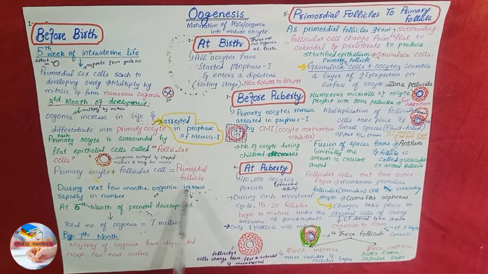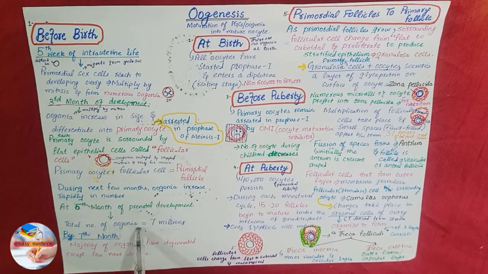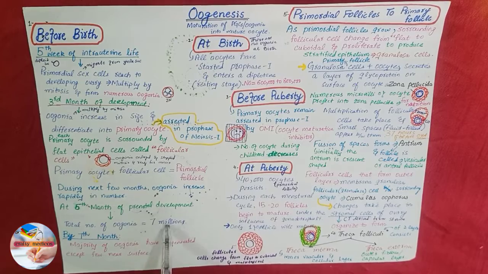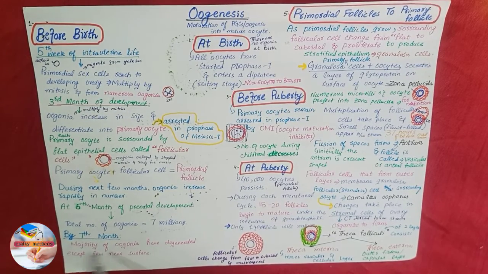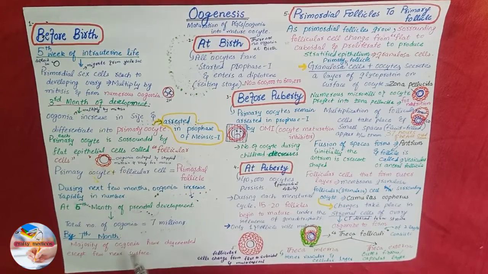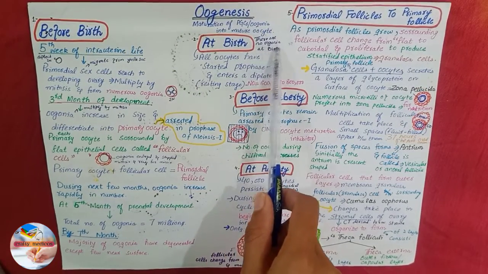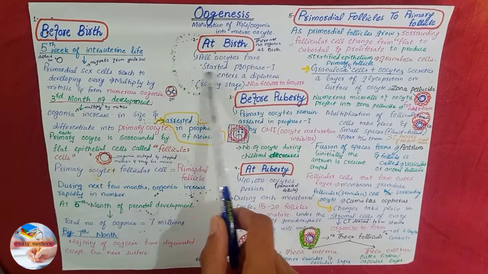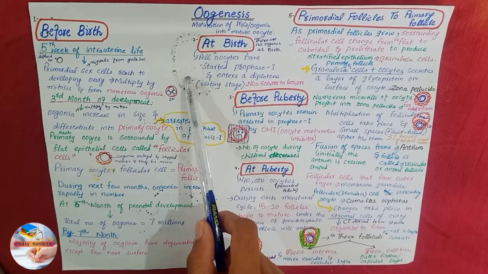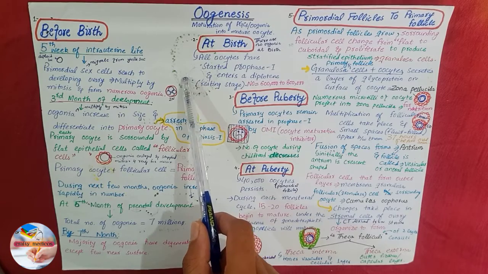During the next few months, oogonia increase rapidly in number, and at the 5th month of prenatal development, the total number of oogonia is 7 million in the ovary. By the 7th month, the majority of the oogonia have degenerated except a few near the surface. At birth, there are no oogonia because all of the oogonia have been transformed into primary oocytes, and no primary oocytes form after birth, in contrast to the continuous production of primary spermatocytes.